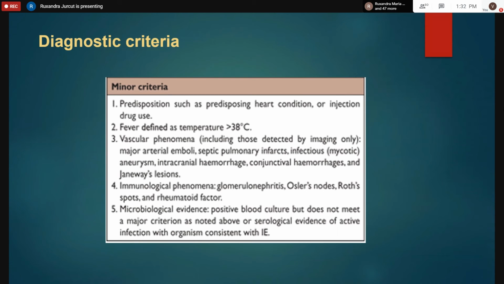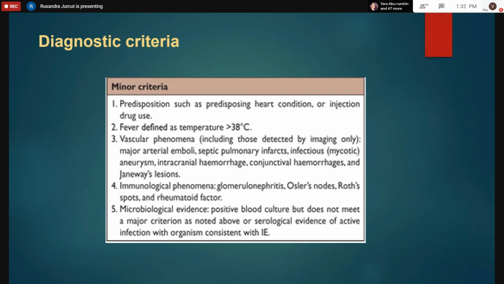The third diagnostic criterion is the presence of what we call, put it in a bucket, vascular phenomena, which might be embolization of any type, including the mycotic aneurysms and the ensuing intracranial hemorrhage. The conjunctival hemorrhages and the Janeway lesions are also considered vascular phenomena.